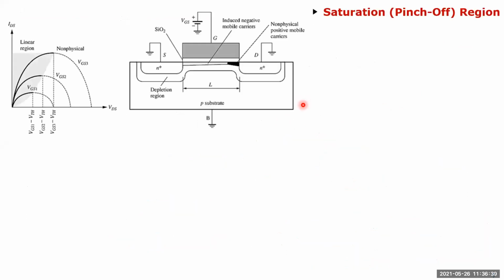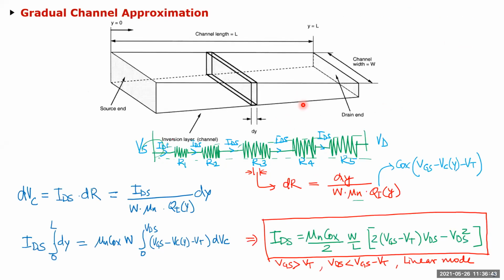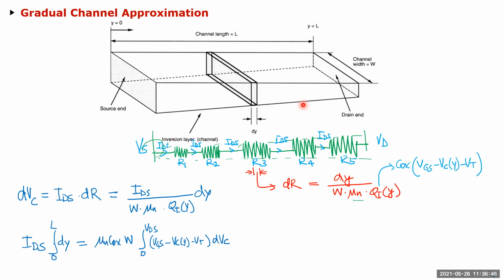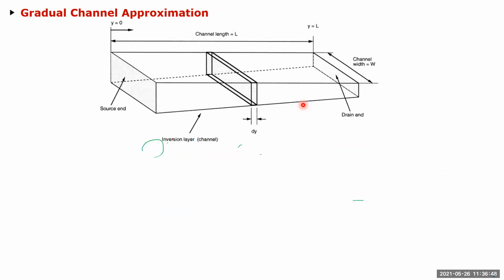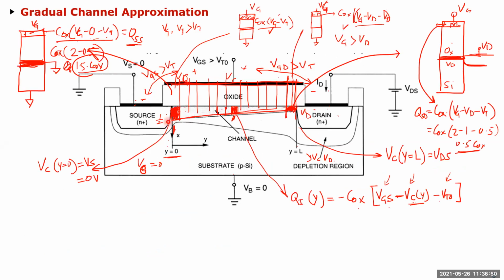All right, so let me go back to one slide before. Now, if you see how I was explaining, you can see at this end the channel charge is equal to Vg minus Vt, and at this end here the channel charge is also equal to Vg minus Vt. Now, as Vd is increasing, this channel charge is decreasing.